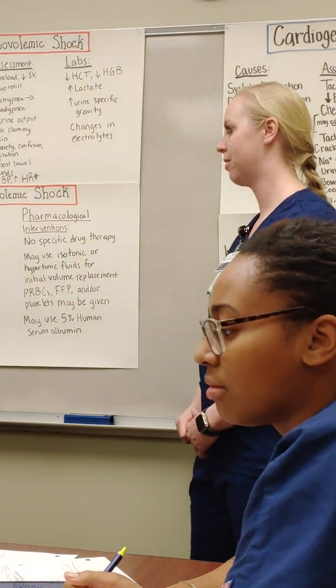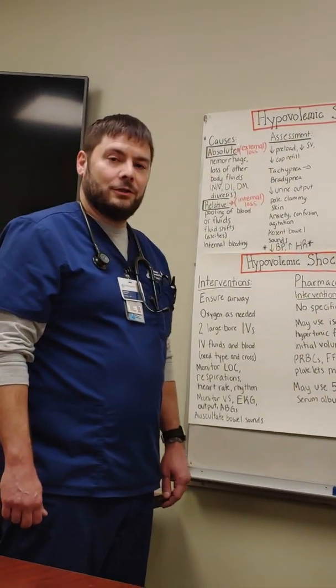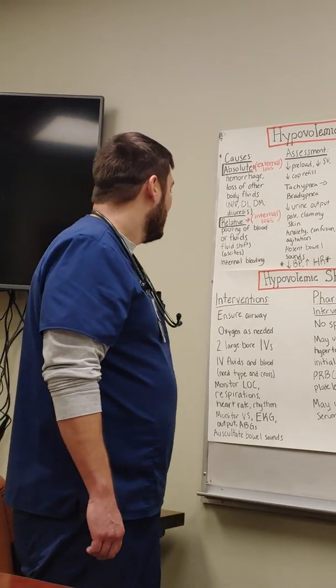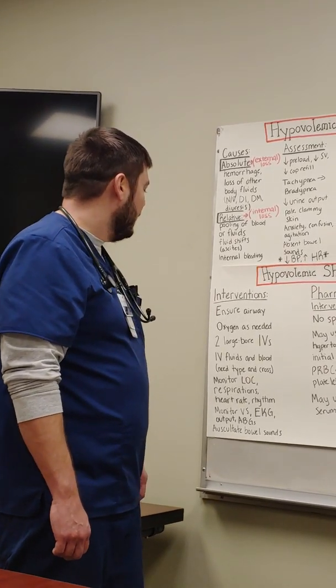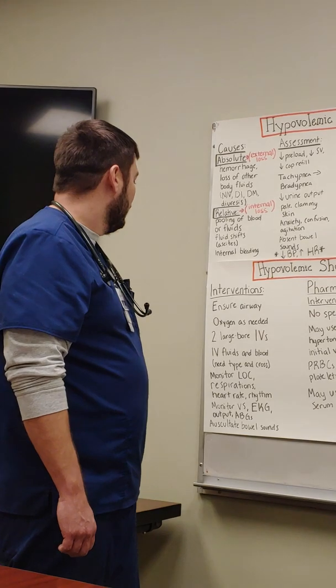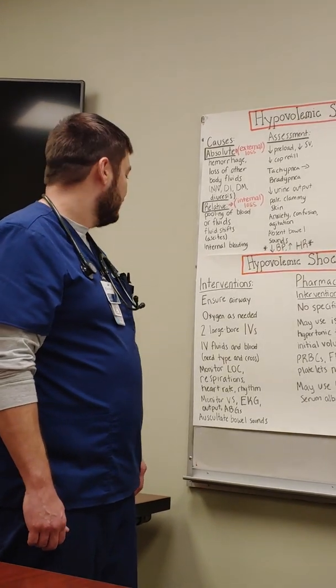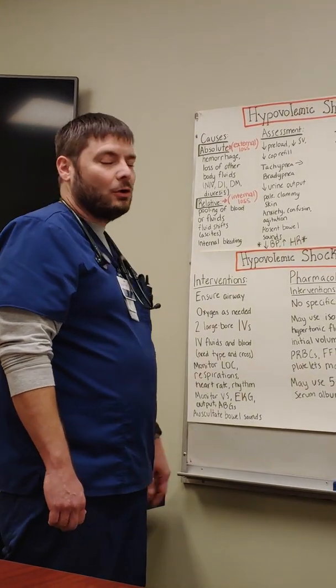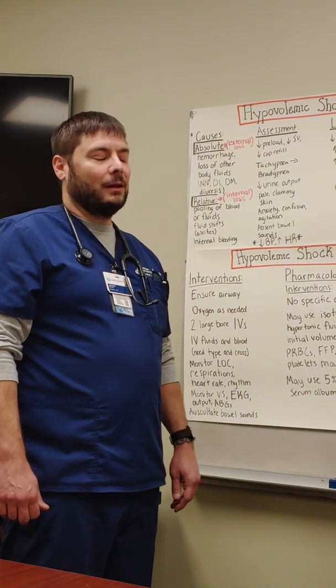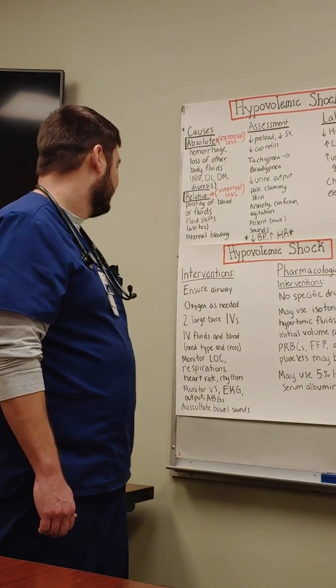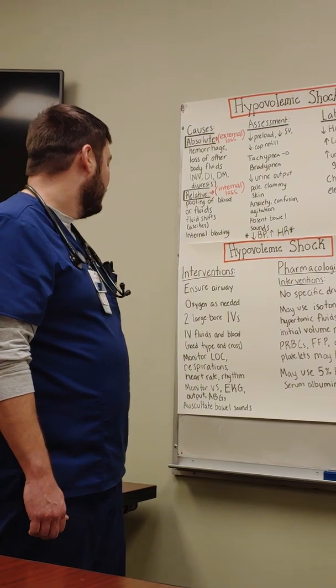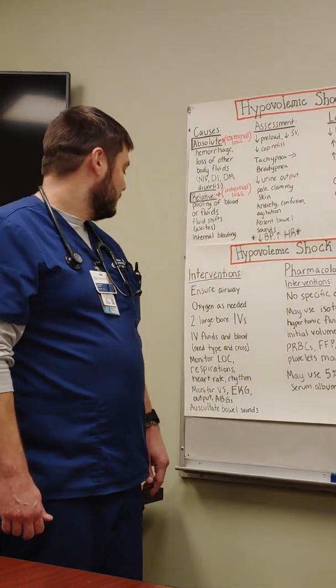All right. So now for some interventions for hypovolemic shock. We're going to want to ensure the airway. We're going to administer oxygen as needed. We're going to want 2 large bore IVs because there's going to be a lot of fluid replacement needed. IV fluids and blood, and we need the type and cross.